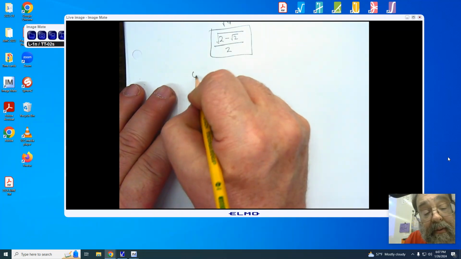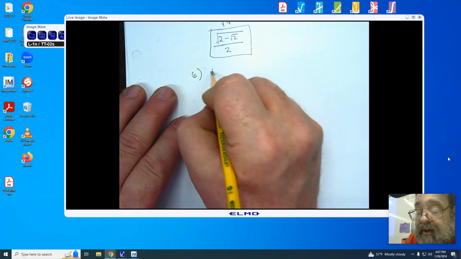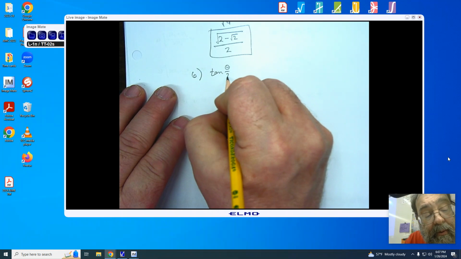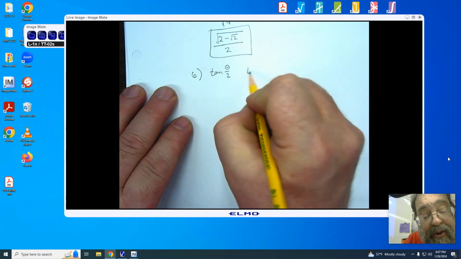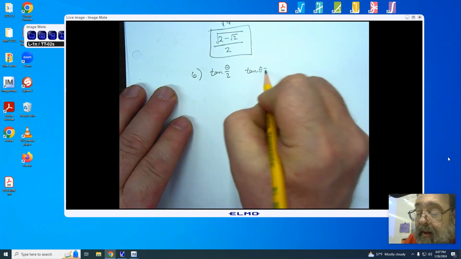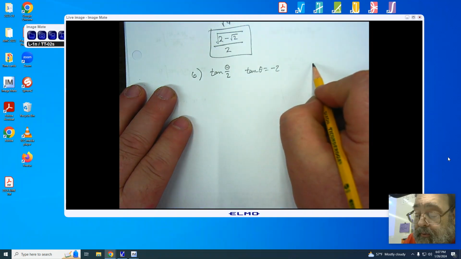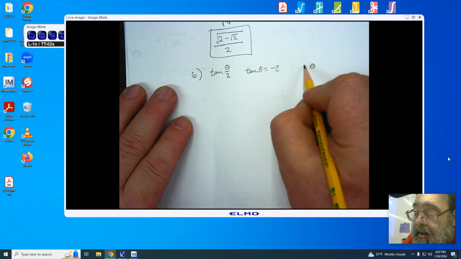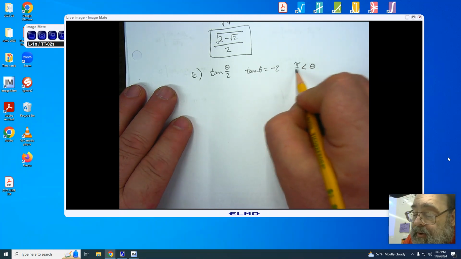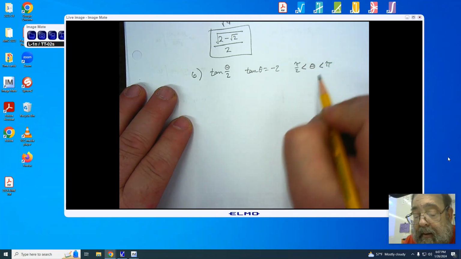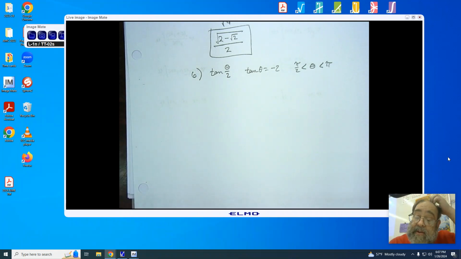Number 6 says find the tangent of theta divided by 2. And we know that our tangent of theta is negative 2, and it's going to lie in quadrant 2. So theta is going to be between pi over 2 and pi. Now, when we have something in the second quadrant, half of it is going to be in the upper half of quadrant 1, from pi over 4 to pi over 2.